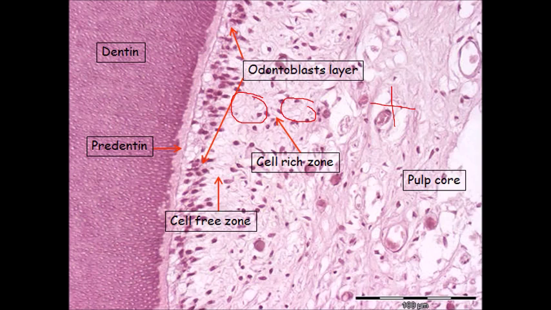If the odontoblasts are columnar in shape and there is a cell-free zone, then it is from the crown region. If I cannot see the cell-free zone and the cells are cuboidal odontoblasts, then this section is taken from the root region.